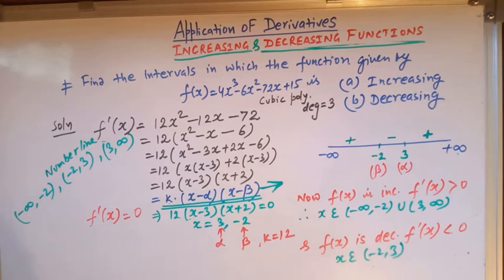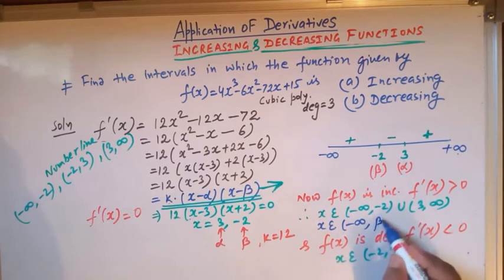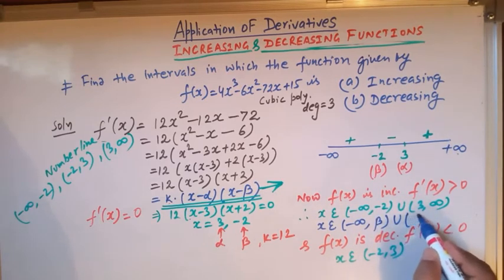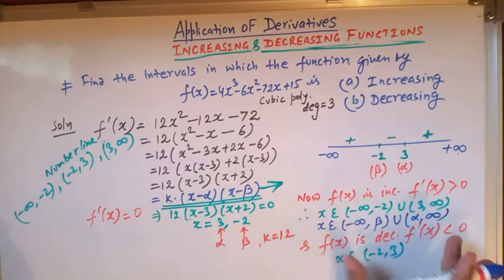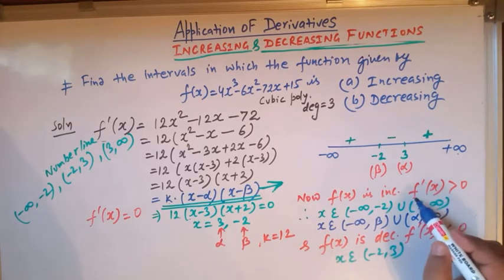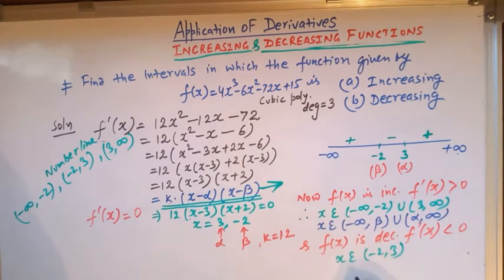So if we want to write it in general form, then we should write x belongs to minus infinity to beta union alpha to infinity. So this is the interval in which this function f(x) is increasing, and f(x) is decreasing when x belongs to beta to alpha. Clear? So this is how we solve this problem. Clear?